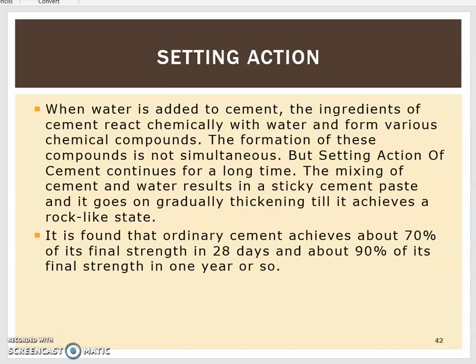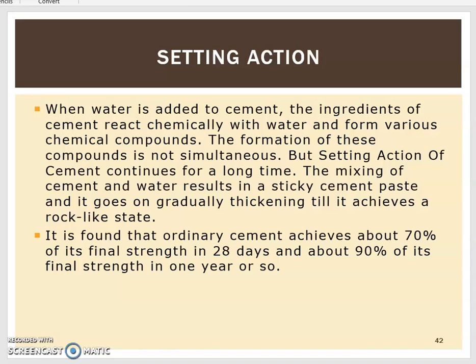Setting action starts as soon as you add water in the cement. Ingredients of cement will chemically react with water, and in the process of setting, in the process of hardening, there are different chemical compounds which will be formed. Formation of these compounds is not simultaneous. Different compounds will be formed at different times. But the setting action of cement will continue for a long time. Final setting, the final strength gain, can be achieved even at the end of a year.